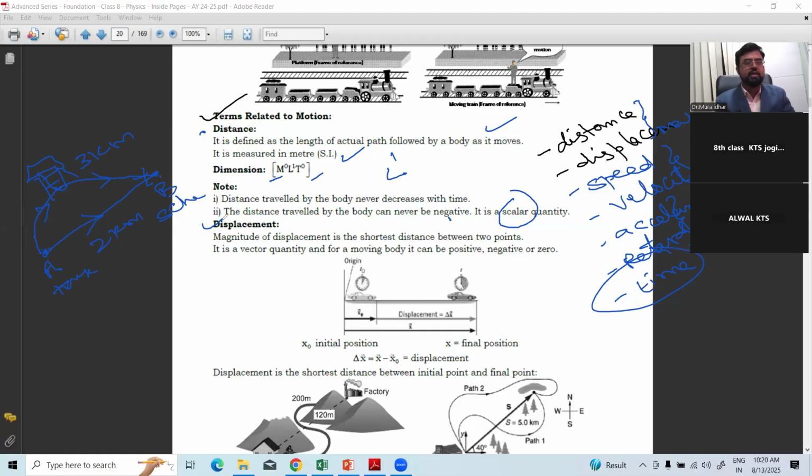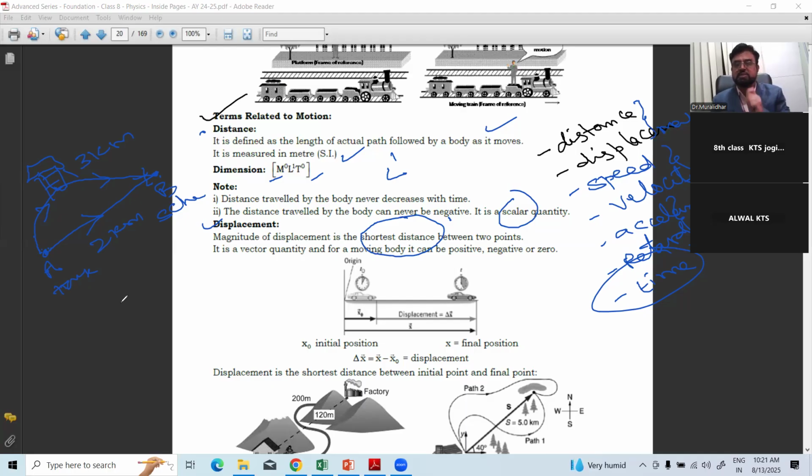Okay. Next, displacement. Displacement is the shortest distance. The magnitude of displacement is the shortest distance between the 2 points. For example, from Hyderabad to Vijayawada, we can go directly through Suryapet and Kodada. Or you can go through Khammam also. Or you can go through Adilabad also. So many ways are there, and different buses go by different routes. But what is the shortest distance?